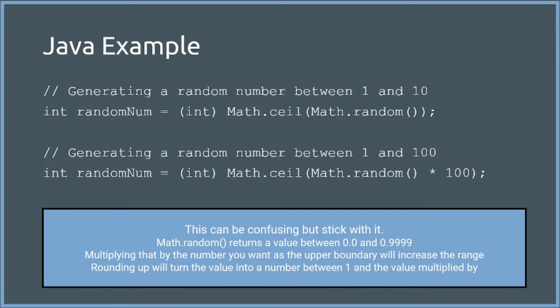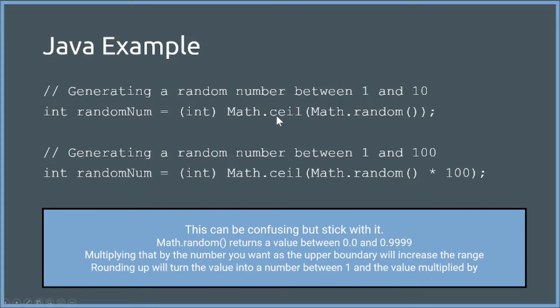In Java, it's a little bit more complicated, but it does make sense. So, if we wanted to generate a number between 1 and 10, we've got int random num equals, and this bit here is casting a float into an integer. The reason why, and we don't use Integer.parseInt, is because that's for changing strings into integers, and here we're changing a float into an integer.